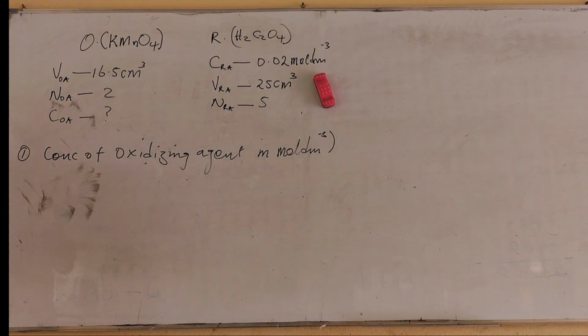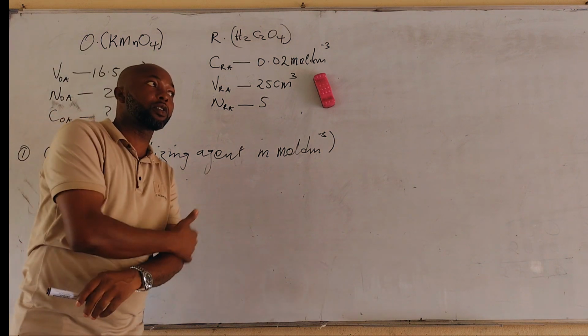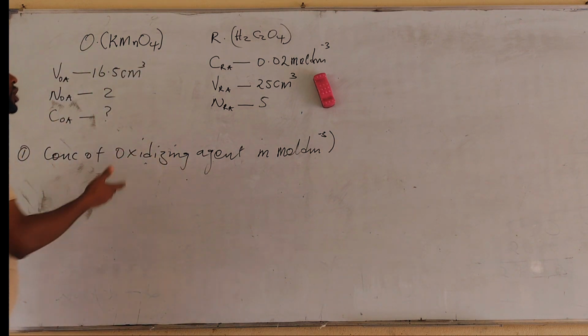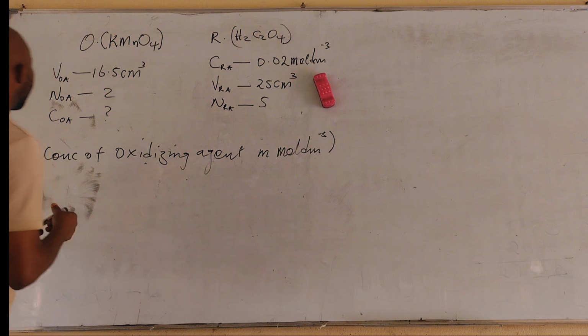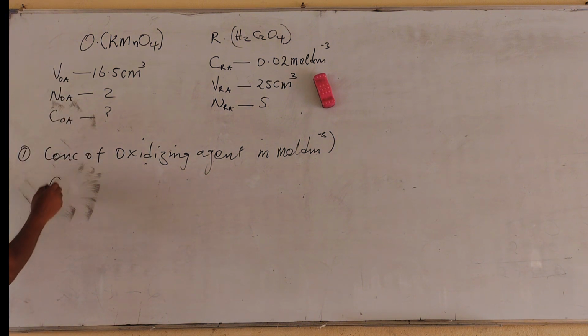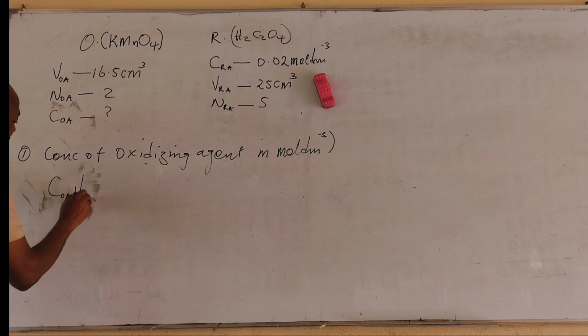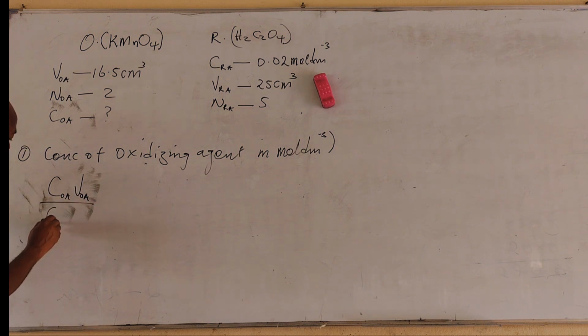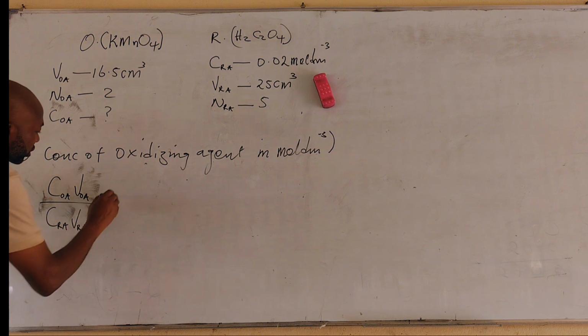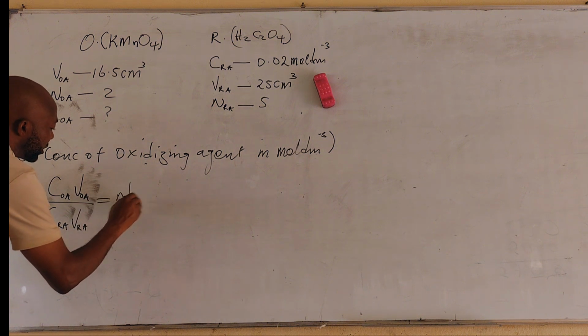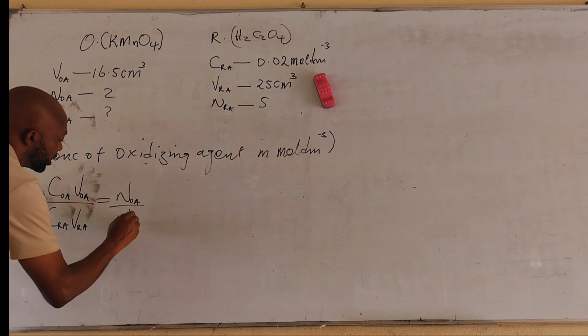So, in mole per dm cube, we are going to apply the formula I introduced earlier, from the beginning. One of the formulas, which is the COA, BOA. So let's see how that one works. Concentration of oxidizing agent times the volume of oxidizing agent over concentration of reducing agent times the volume of reducing agent is equal to the number of moles of oxidizing agent over the number of moles of reducing agent.